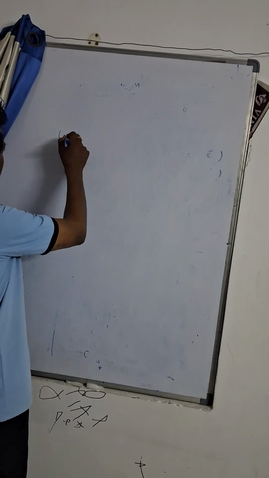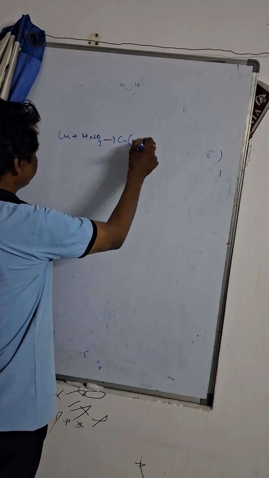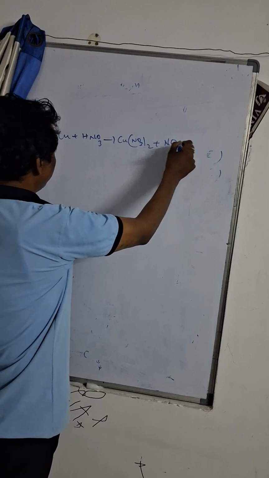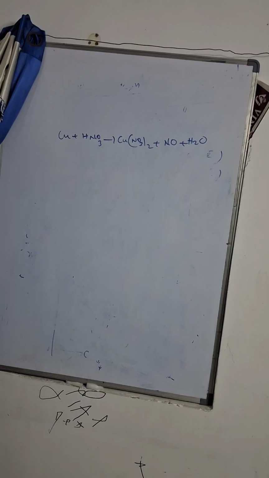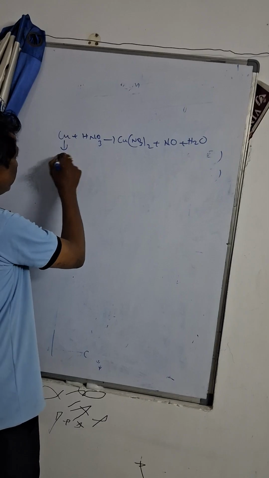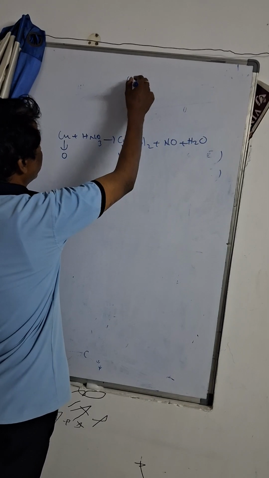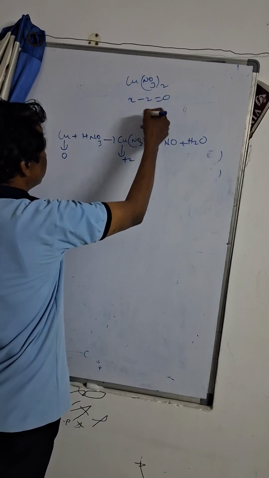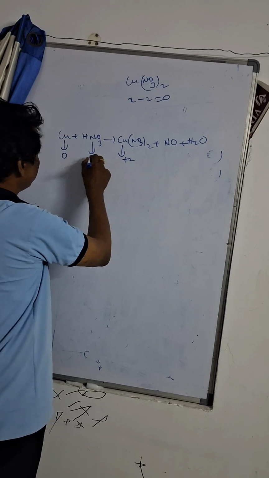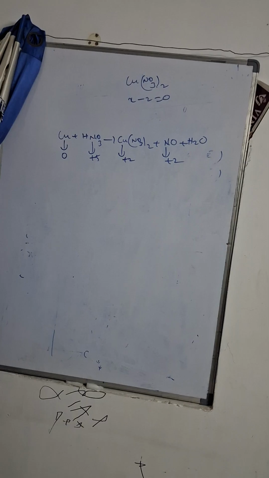I am taking copper plus HNO3 gives copper nitrate plus NO plus water. Okay. Tell me, indicate oxidation numbers first. Copper is in the free state, so oxidation number 0. It is plus 2 in copper nitrate. NO3 is minus 1, so x minus 2 is equal to 0, x is equal to plus 2. Here HNO3 plus 5, NO plus 2, right.